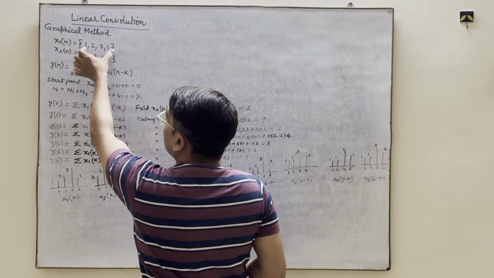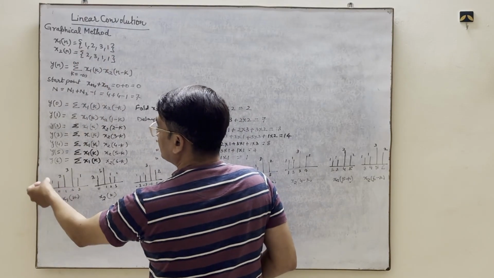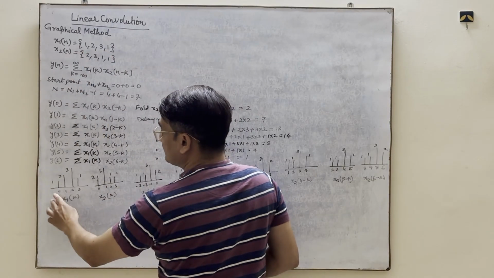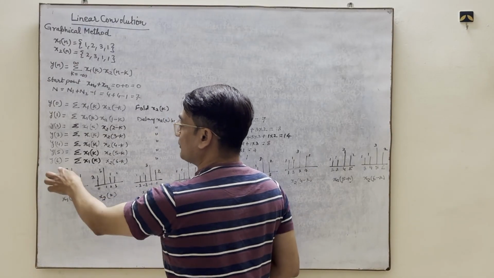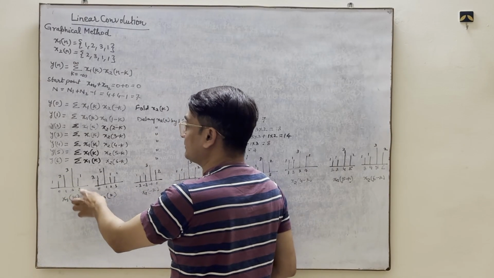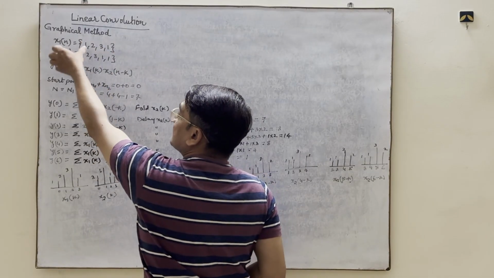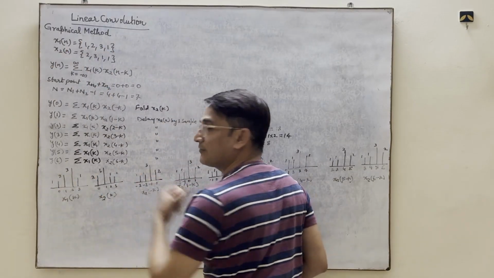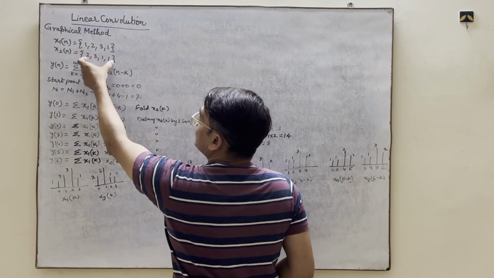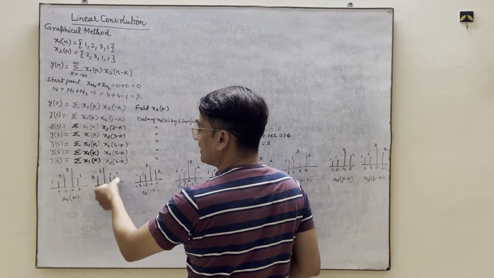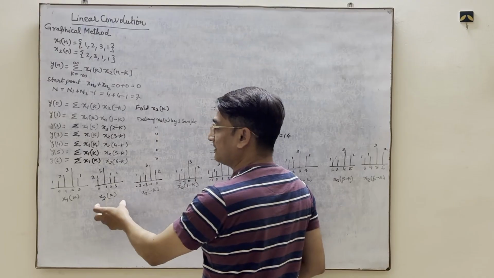So first we will draw x1[n], which is 1, 2, 3, 1. That means at n equal to 0 it is 1, at n equal to 1 it is 2, at n equal to 2 it is 3, and at n equal to 3 it is 1. So as per the given values I have drawn this x1[k]. Similarly I will draw x2[k], which is 2, 3, 1, 1. So 2, 3, 1 and 1 at 0, 1, 2 and 3.